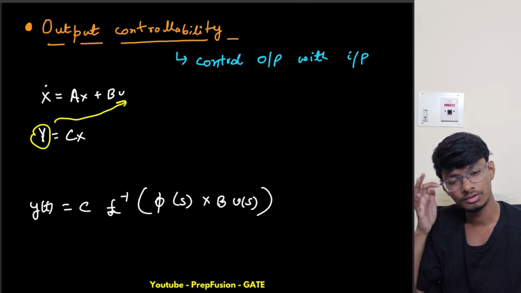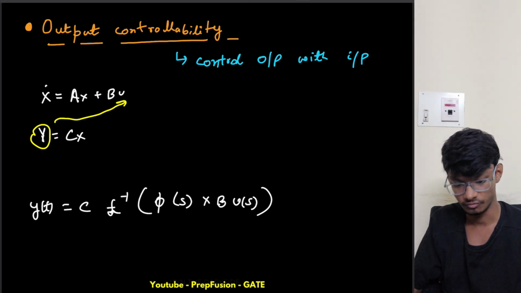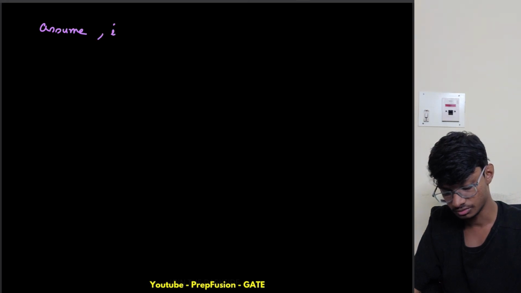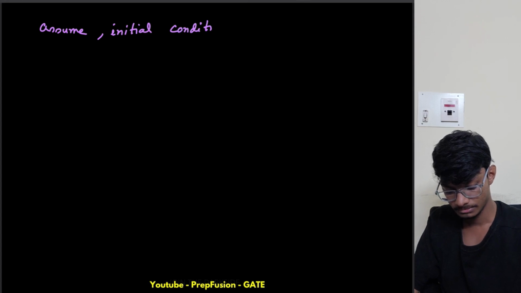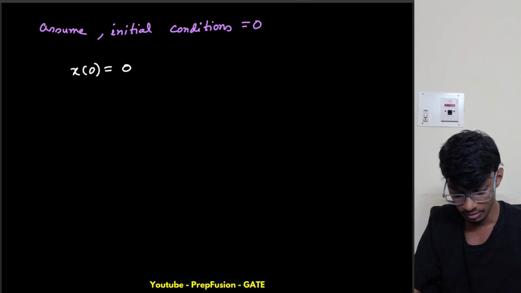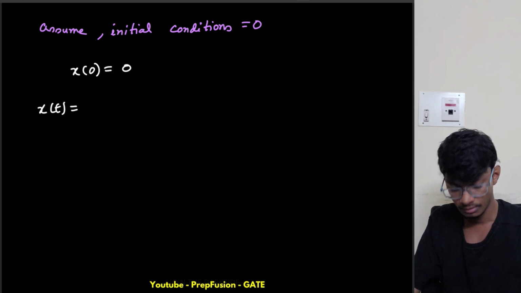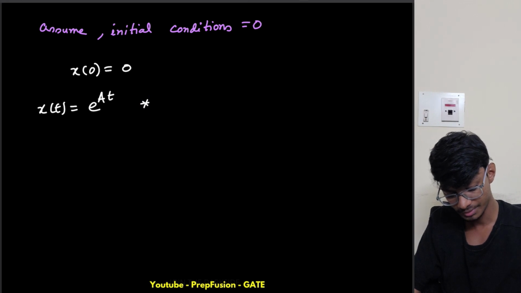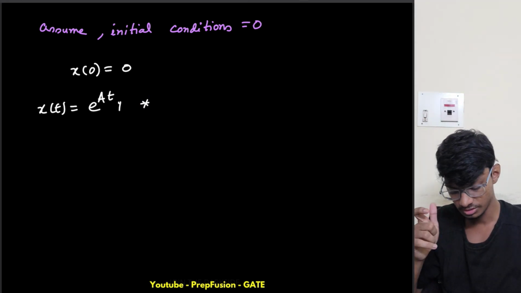So now again I will do the same thing, the same proof. What I will assume is the initial conditions to be 0, then my x of 0 will be 0 simply. Then what will my x of t become? X of t will become e raised to power At, convolution, not convolution actually, I have a B also, because B is not a function of s, so B I can take out.